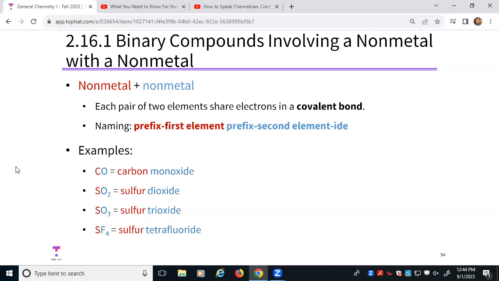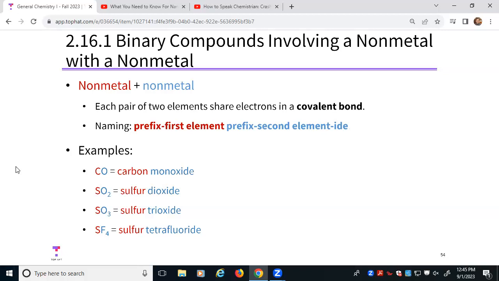So in a lot of ways, this resembles the binary ionic compound. The only difference is that with the binary ionic compound, we didn't need to use prefixes. And the reason we didn't need to use prefixes is because we had charges, and we could rely on the charges to tell us the ratio of the two elements. With covalent compounds, we don't have charges, so we have to use just prefixes to tell us how many of each element there are.